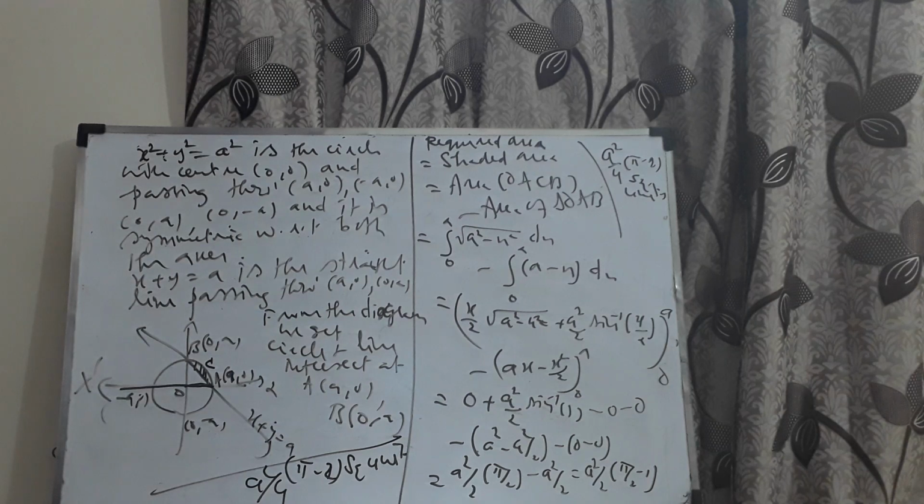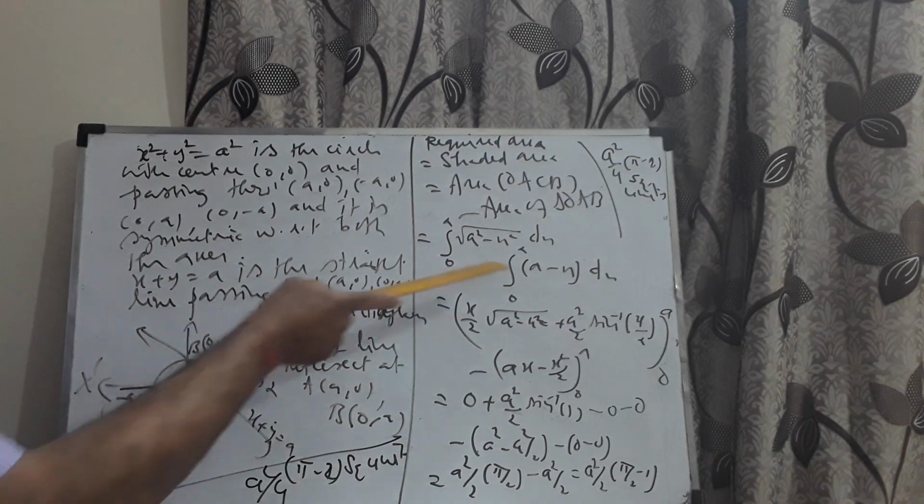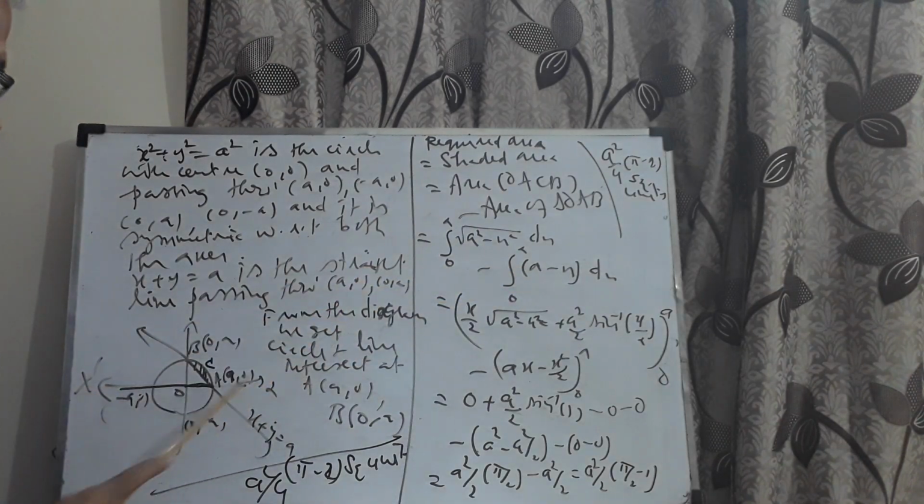I will just explain the whole lot. The required area, it's a shaded area: area OACB minus area of triangle OAB. Now for the second part also I should use only integration. Being a right angle triangle, I should not write half into A directly. I should not do so. Remember carefully. I have to use integration fully.